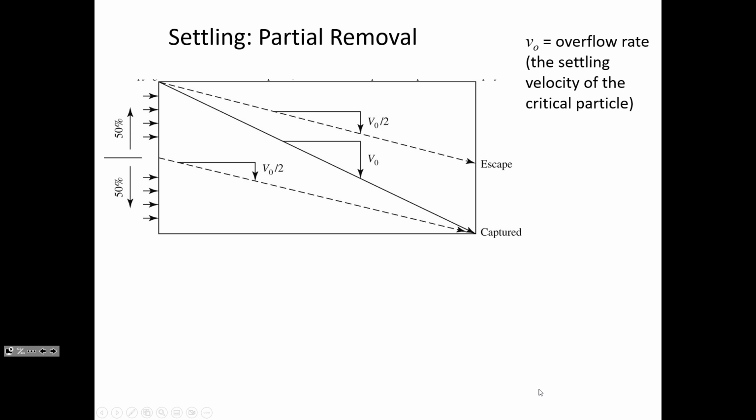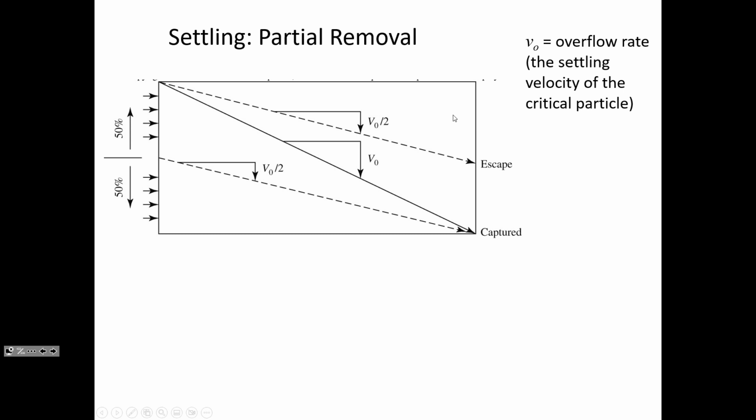So to be completely removed from the tank, we already said this assumption that it has to reach the bottom of the tank before it gets to the side edge. If it gets to the edge and is above the bottom of the tank, then to be conservative, we have to assume that that particle escapes.